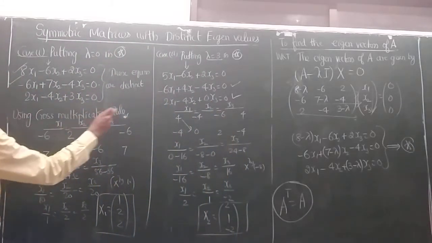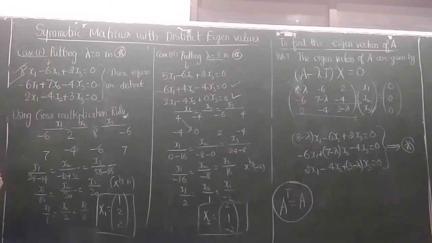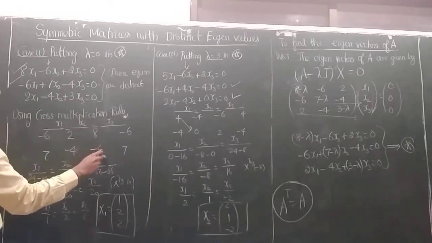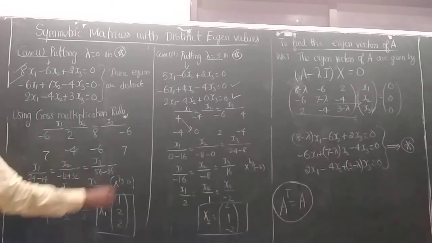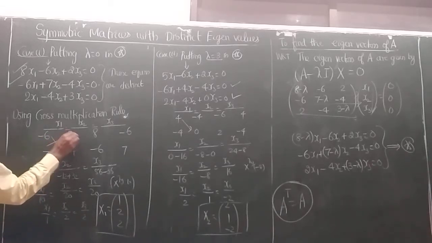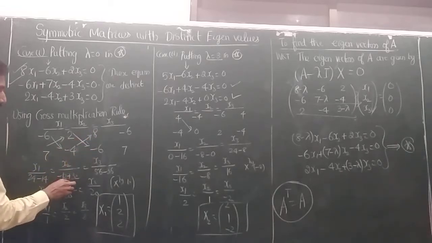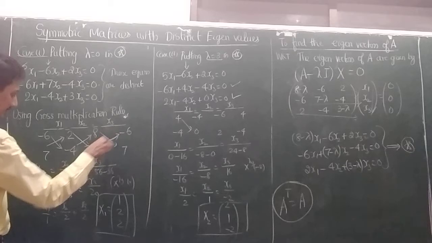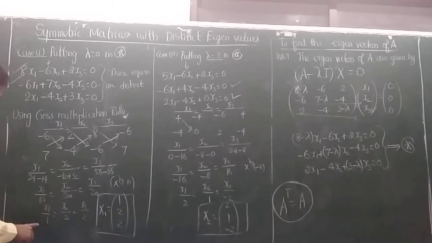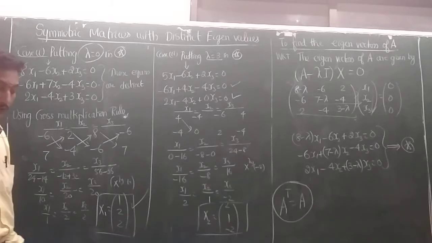By using the cross multiplication rule on the first and second equations, picking out the coefficients of the middle variable x2 first: minus 6, 7; the next coefficients 2, minus 4; the next 8, minus 6; and once again the x2 coefficients minus 6, 7. This gives the x1 value. So x1 is equal to 6 into 4, 24 minus 14, x2 by minus 12 plus 32, and x3 by 56 minus 36. This gives 10, 20, 20. Multiples of 10, so dividing by 10 we get 1, 2, 2. So this is the first eigenvector corresponding to lambda equal to 0.